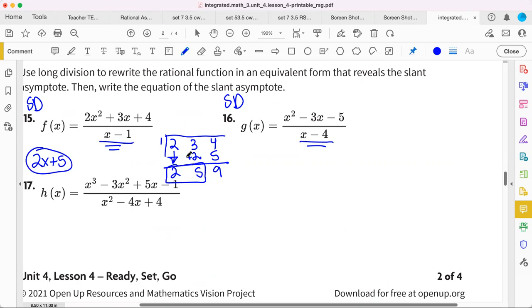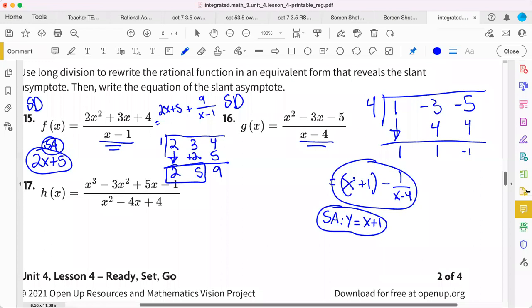We could write out the, yeah, I guess they do want me to write all that. Okay, easy enough. So we could say that this is 2x plus 5 plus remainder 9 over x minus 1. And then the slant asymptote is here. Do you want to take a moment to try 16? Take a moment, pause the video, try 16, see if you can get the quotient with the remainder as a fraction, and then also what's the slant asymptote going to be.